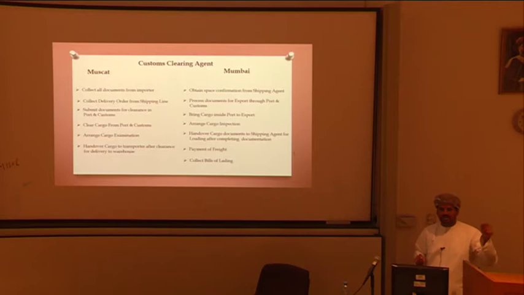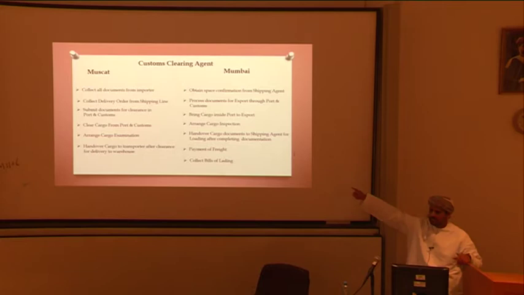Collect all documents from importer. So you authorize them, they take the papers from you, collect the delivery order from the shipping line, submit documents for clearance in ports and customs, clear cargo from port and customs, arrange cargo examination, and hand over cargo to the transporter after clearance for delivery to the warehouse. So they do everything, they get the items out and they deliver them to the warehouse. The process is over. Okay, I'm not focusing on the other side, I'm just focusing on the importing part.